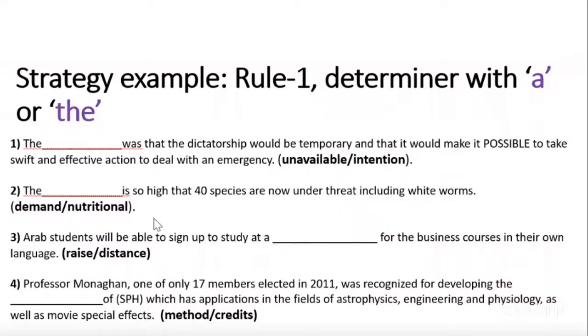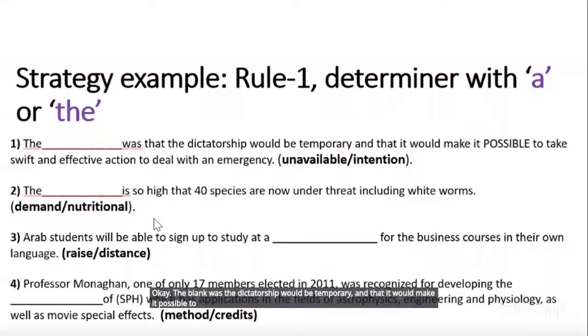All right. Rosemary Shrestha, can you read number 1 question? Just for introduction. Sure. Just read only the question, not the blank one, right? Okay. The blank was that dictatorship would be temporary and that it would make it possible to take swift and effective action to deal with an emergency.